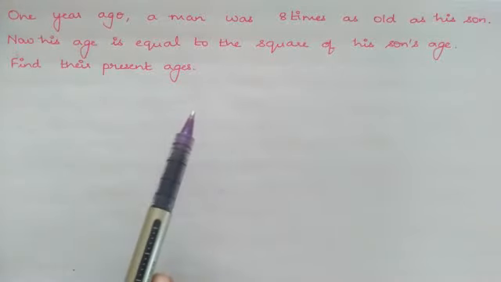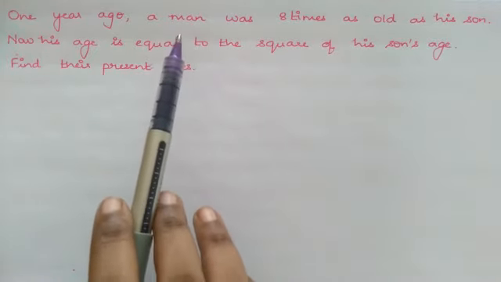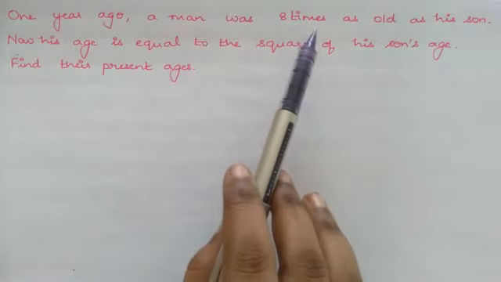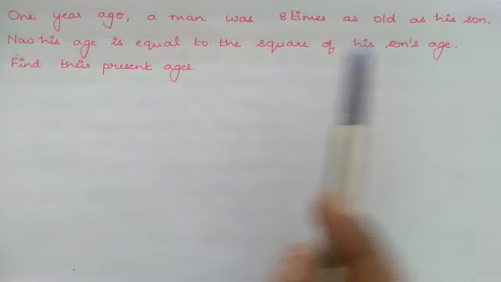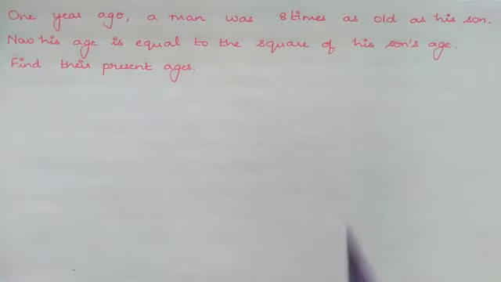In both the conditions, the man's age depends on the son's age. Just look here. The man's age was 8 times his son's. And here, it is given that now his age is equal to the square of his son's age. So in both the conditions, the man's age completely depends on the son's age. So in that case, we will assume the independent age. Which is the independent age here? The son's age is independent. So, let us assume the present age of the son to be x.